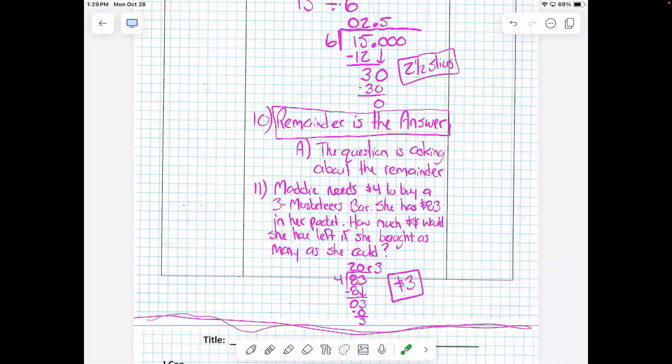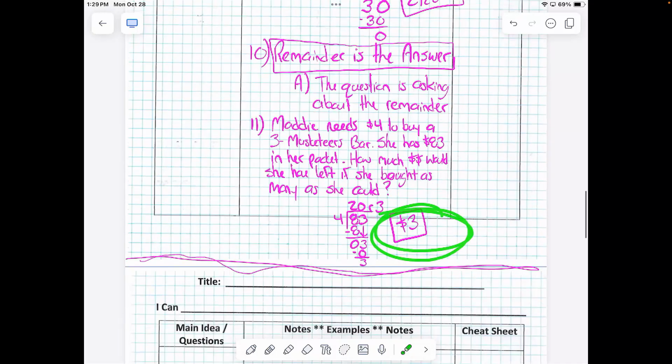And then sometimes you have the remainder as the answer, and we're going to go back to this candy bar person. The question now is, if she buys as many candy bars as possible, how much money would she have left at the end? The answer was $3, right? Yes. So same exact problem. We did 83 divided by 4, we had 20 remainder 3, right? But this time we're asking how much money is left? $3, right? Is it really super important that you read the question carefully? Yes. We good?